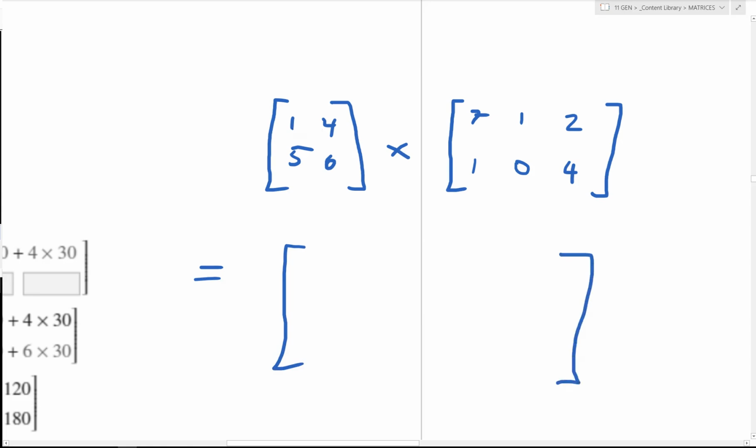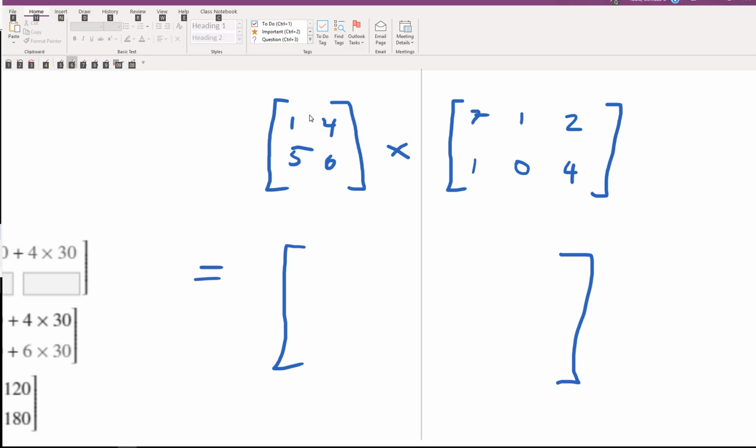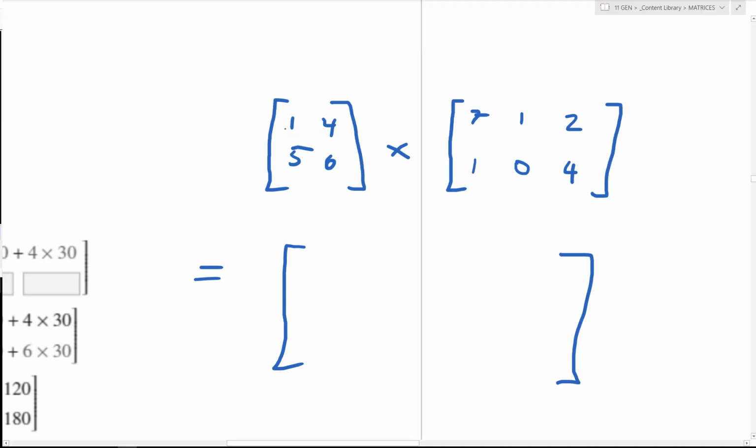Row times column. I'm going to use colors for this so we can all see what's happening. First row with the first column: 1 times 7, plus 4 times 1. That's the first part. That's that row done with this column. Now let's go to the next one.